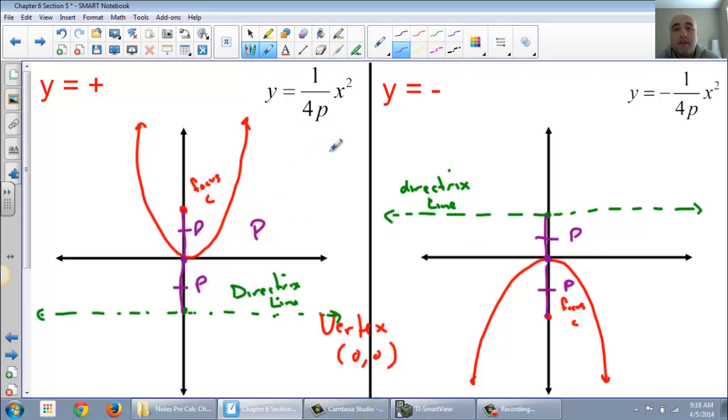And where do we get p from? The p comes right from the equations. I'll show you how to do that in a second. I just want to get these vocabulary terms out of the way. So y equals positive opens up.